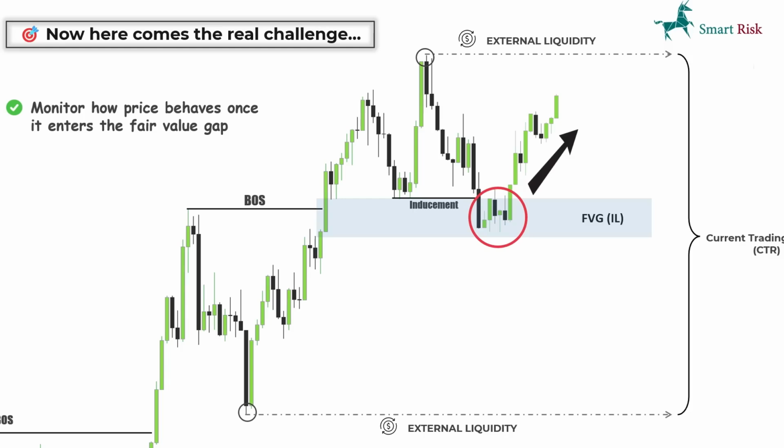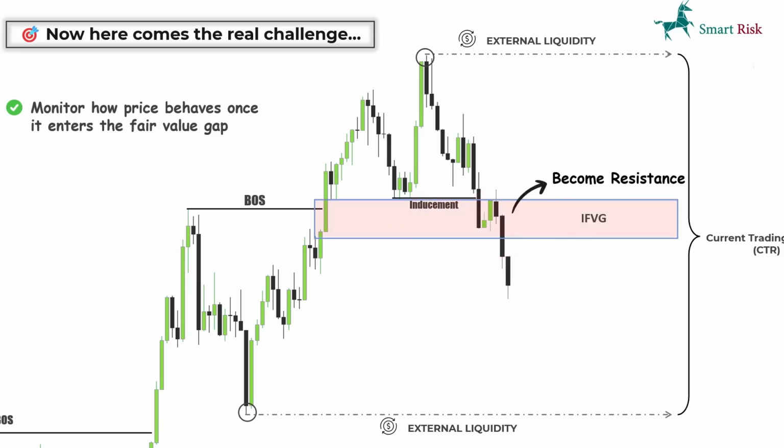On the other hand, if price disrespects the fair value gap, meaning it breaks straight through it with no meaningful reaction, that gap flips its role. It becomes what we call an inverse fair value gap, now acting more like a resistance zone. And if price then retraces back into that inverse gap and respects the midpoint this time, showing clear rejection, that's an early and powerful sign that the market is likely to continue lower, aiming to sweep the external sell-side liquidity resting below the trading range low.